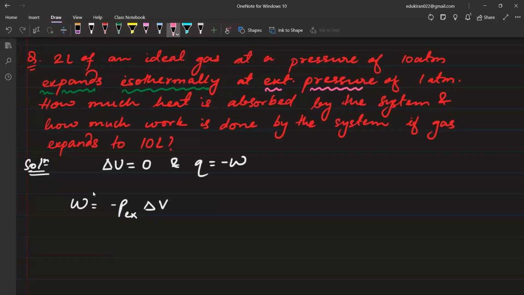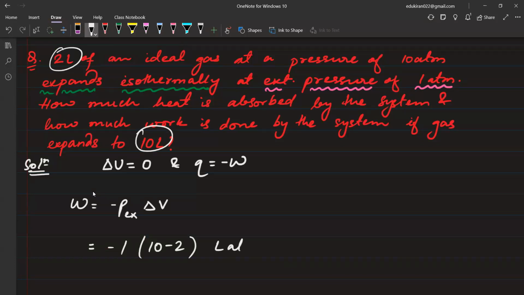They are giving P external of 1 atm. If they have given you the external one, तो आप external ही लगाइएगा। And they have also given you the volume change, है ना? From 2 liter, it expanded to 10 liters. So W is equal to minus P external multiplied by delta V, it is equal to minus 1 into 10 minus 2. It will be pressure in atm, volume in liters, so liter atm. So W will be equal to minus 8 liter atm. And this will be equal to how many joules?